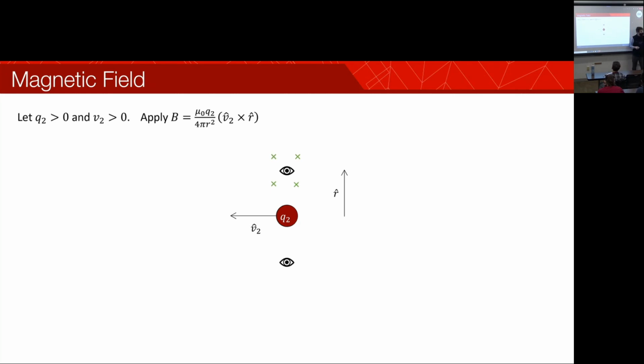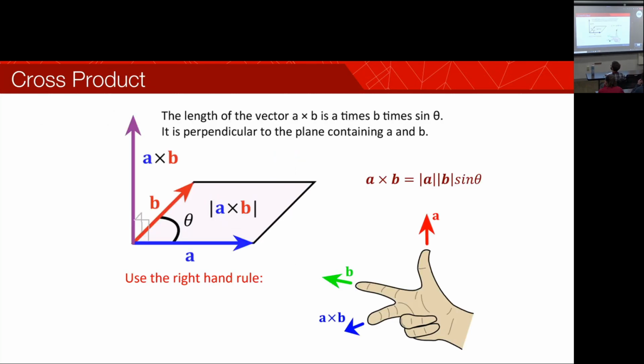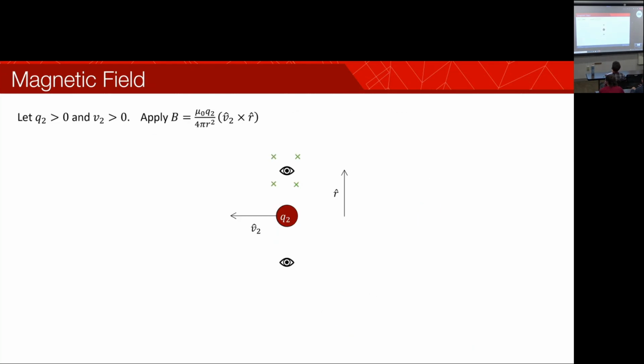Can you do it one more time? So V cross R means that the arrow goes into the board. So do this on your page. Or the other way, shoot, what is it? I always forget this one. Thumb is A, index finger is B, then your middle finger points in the direction of the cross product. So for V cross R, your middle finger is then into the board.